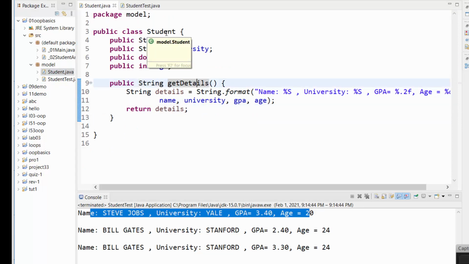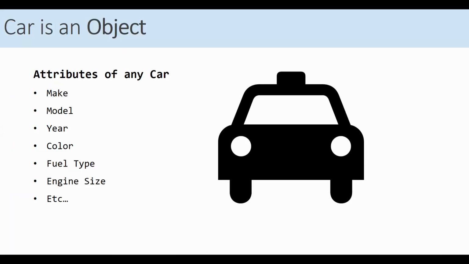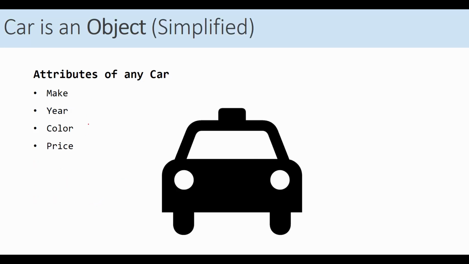Let us see another type of objects. Car is another object. A car has so many attributes. To name a few: make, model, year, color, fuel type, engine size, and so many other attributes, or properties or specifications. To simplify it, we'll consider a car with only 4 attributes: make, year, color, and price. Make is going to be a string usually. Year is going to be an integer. Color is text. And price is going to be a floating point value.